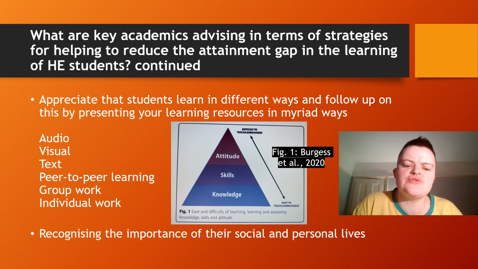And just going back to the comments of Kift and Race and how difficult the first year experience can be, the final point here is to recognise the importance of their social and personal lives, particularly for first year students. Understanding this, and as Ho says, engaging well with your students and taking an interest in their lives will help to improve their attitude to learning, and thus help to reduce in some way the attainment gap.